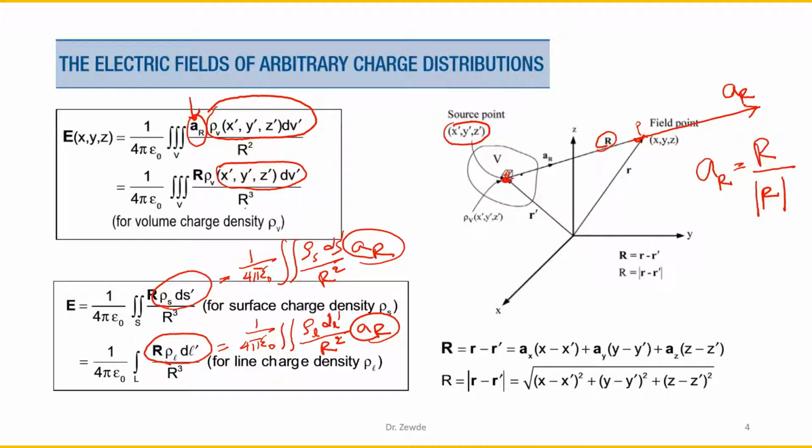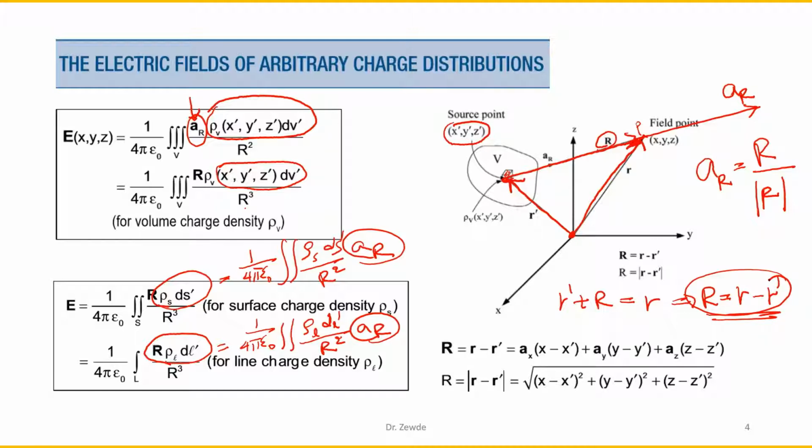R is the vector between the source point and the field point. It's very easy. This is the origin where we have 0, 0, 0. The vector between the origin and the source point is R prime. The vector between the origin and the field point is R. Then R prime plus the vector between source and field point is equal to R. We're just using vector addition. So this vector plus this vector will give us this vector. From here, we can determine the vector between the source point and the field point. That is R minus R prime.